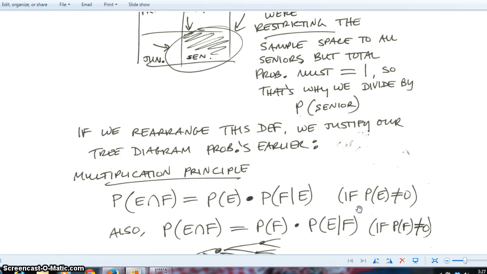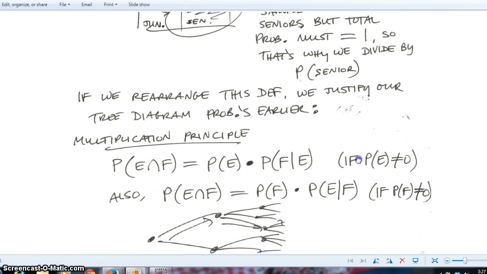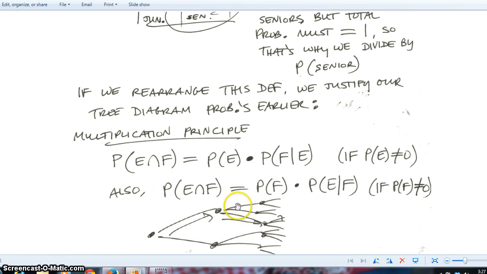We use tree diagrams to get the outcomes, to count the outcomes and to enumerate the outcomes, but now we can put probabilities with them, where the probabilities are going to go on these branches that go out. We're going to put the conditional probabilities, and this applies to multiple intersections.